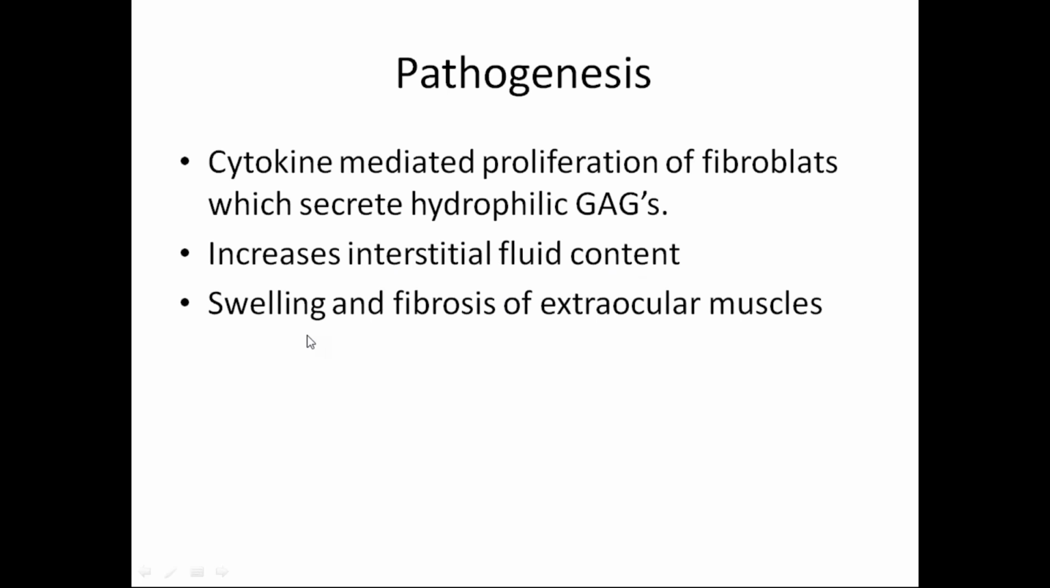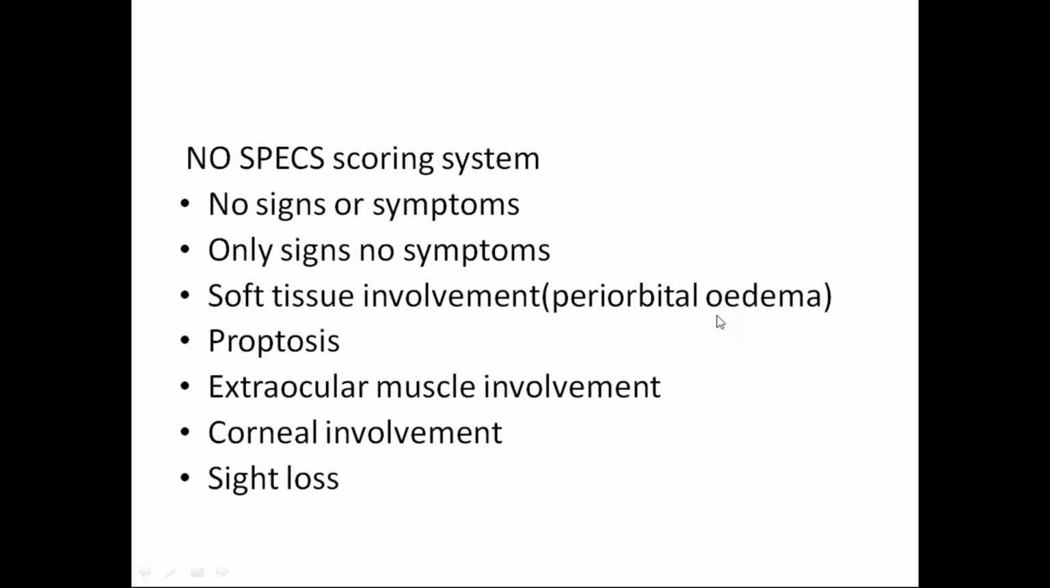The tissue fluid content will be increased, and this causes swelling and later fibrosis of the extraocular muscles. There is a scoring system. There is no need to memorize this. This is just to show you the progression of the symptoms. It's the NO SPECS scoring system.